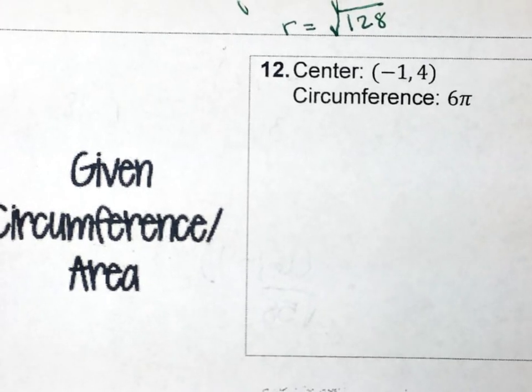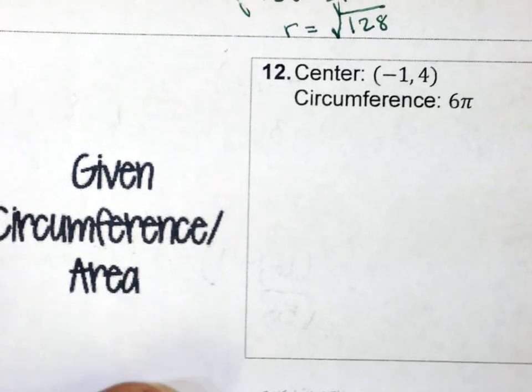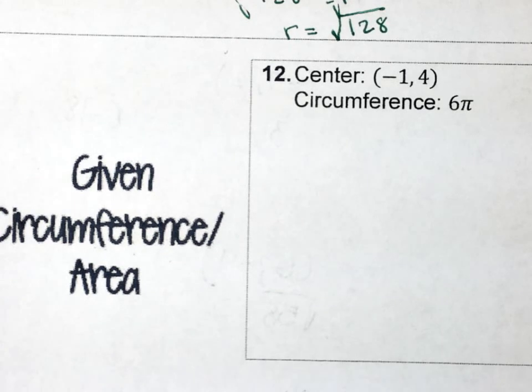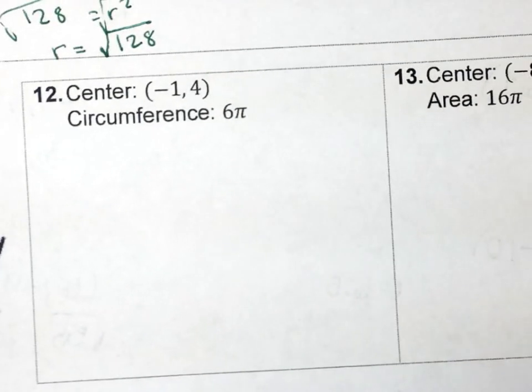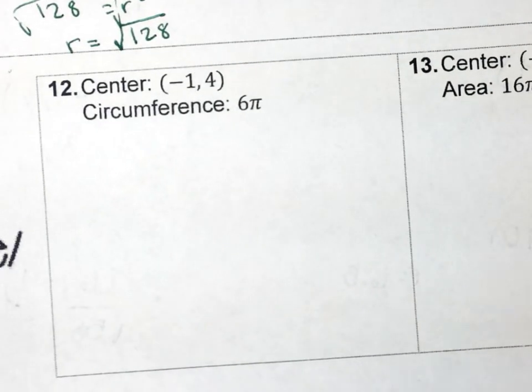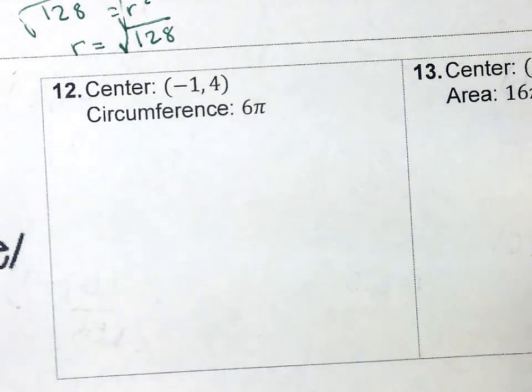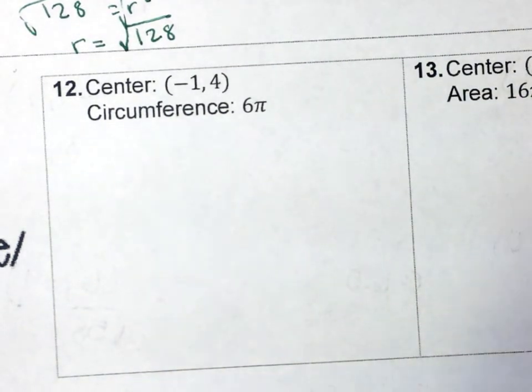Number 12 and 13, it says given circumference and area. So they give you a center, and then instead of giving you the radius, they give you the circumference of a circle, or they give you the area. You need to work backwards, find your radius, and then write your equation. So on this first one, they gave me my center. I know that's good. Then they give me the circumference of a circle.